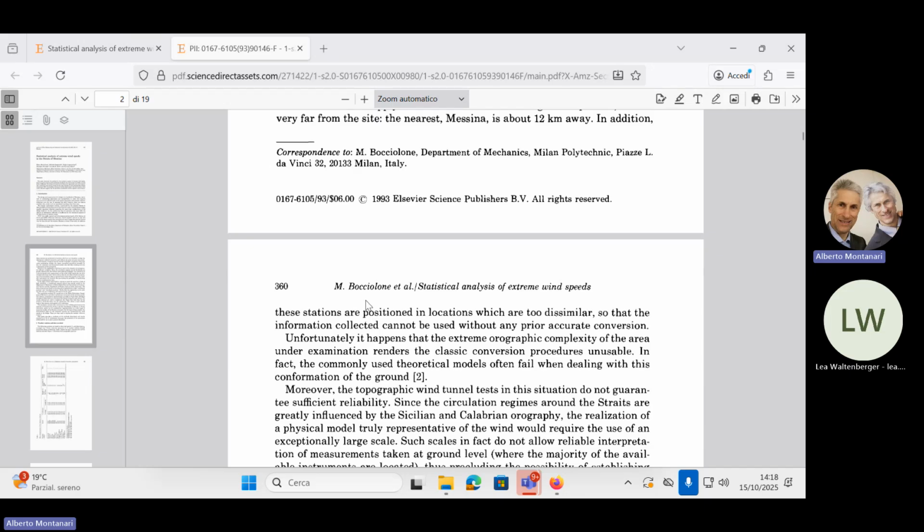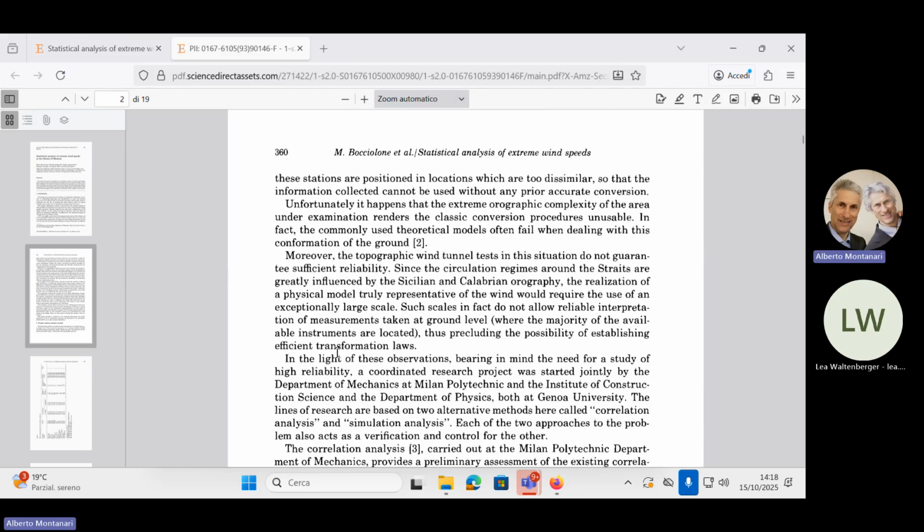It's very clear, okay? Unfortunately, it happens that the extreme orographic complexity of the area under examination renders the classical conversion procedure unusable, another problem. In fact, the commonly used theoretical models often fail when dealing with this conformation of the ground. Okay. Moreover, topographic wind tunnels do not guarantee sufficient reliability. Another motivation, another problem.